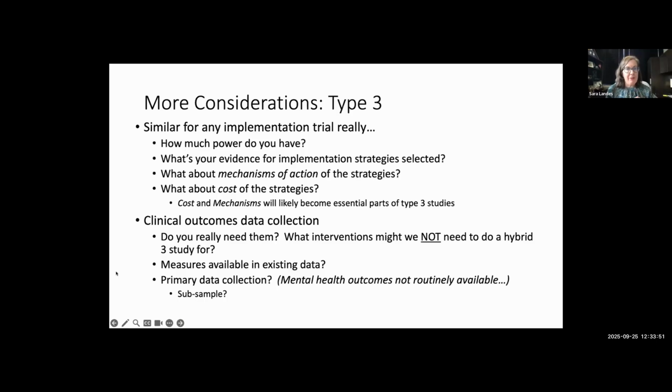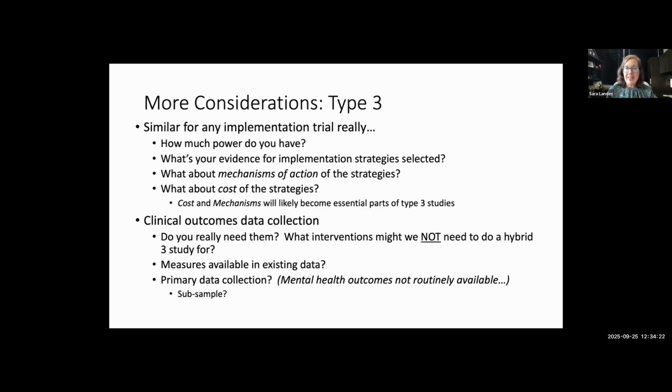When you think about a type 3, and again, you don't always have to do a type 3, right? If you're only interested in comparing the implementation strategies and you're not so worried about the outcomes, you could just do an implementation trial. So it's kind of a decision between, do I want to do an implementation trial versus a hybrid type 3? But you want to think about how much power do you have, how many sites do you need, kind of the typical things you need for any trial.